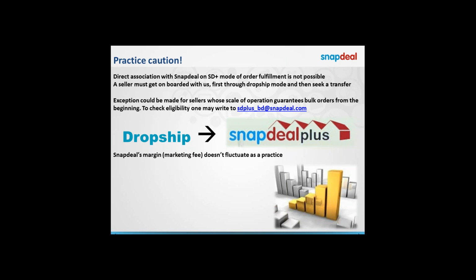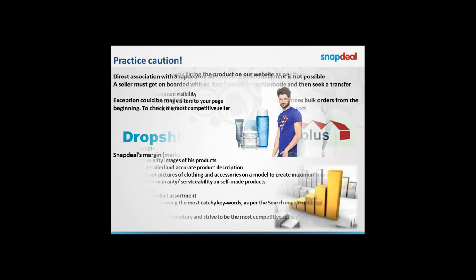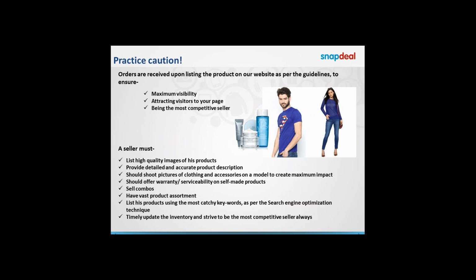Orders are received upon listing the products on a website as per the guidelines to ensure maximum visibility, attracting visitors to your page, and being the most competitive seller. What all can you do to ensure these three is listed on your screen here. Ensure that a seller takes care of all these items to get more and more sales.